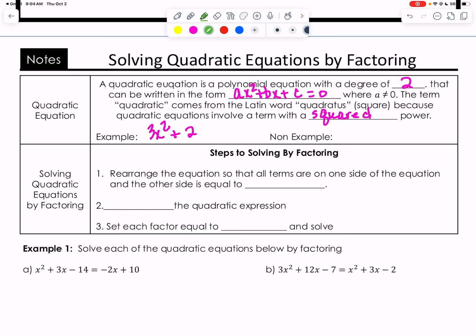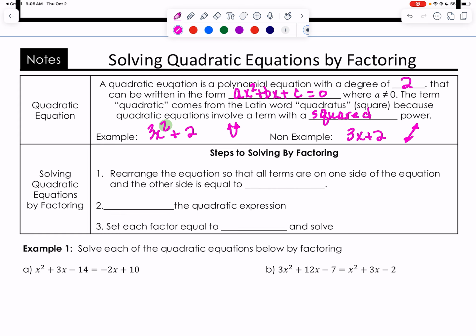Note this squared term. A non-example would be if you just had 3x plus 2. So if you graph the first expression, 3x squared plus 2, you're going to get a parabola. Whereas if you just graph 3x plus 2, you're going to get a linear shape to your graph. All right? So when we have a squared term, your expression will form a parabola when graphed.